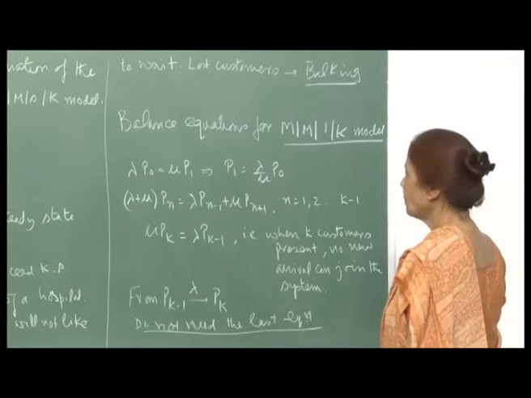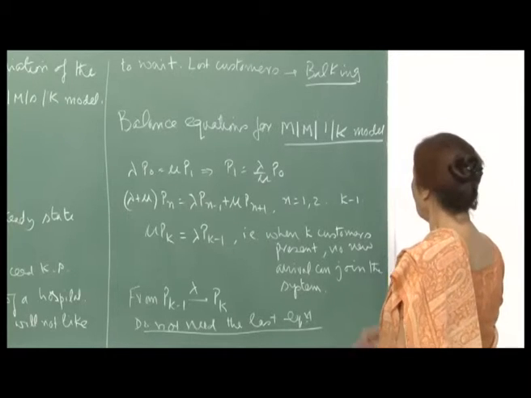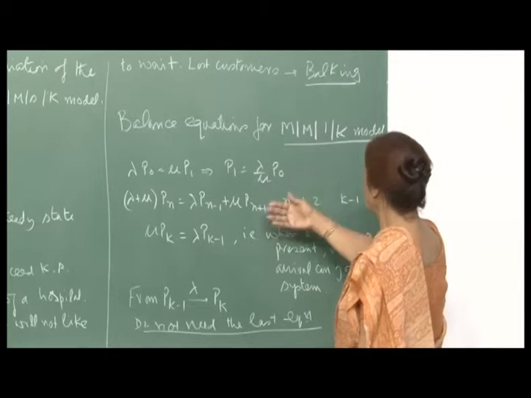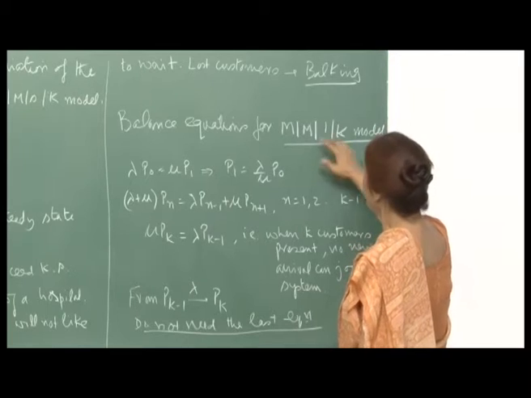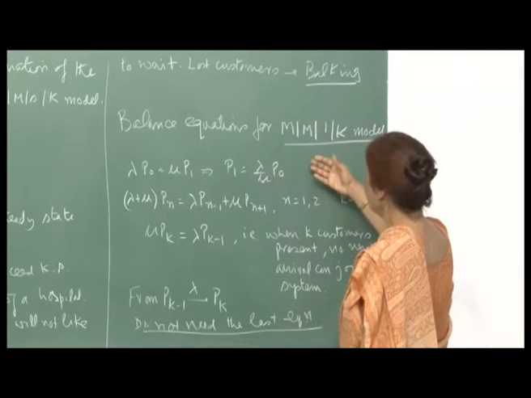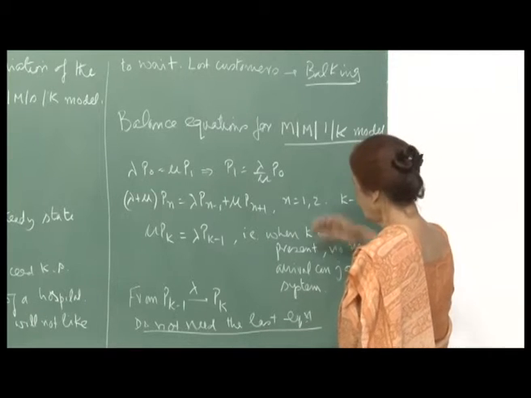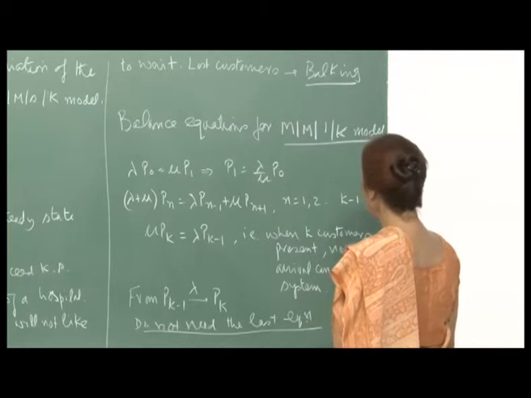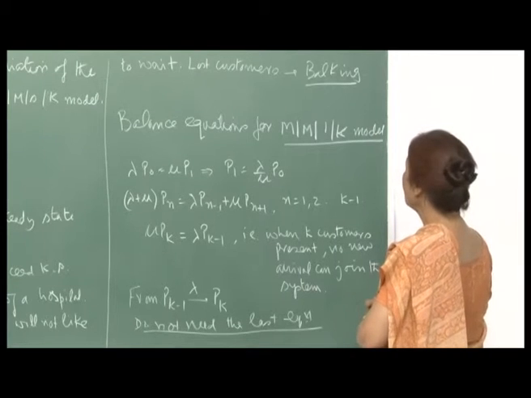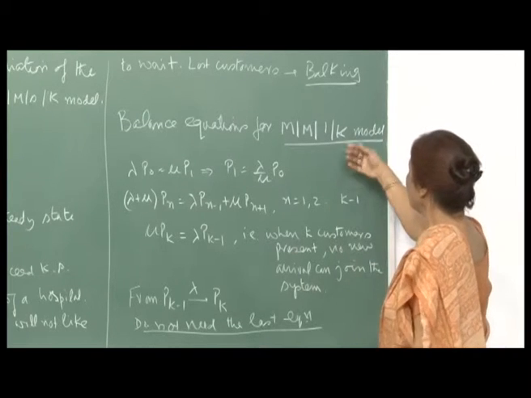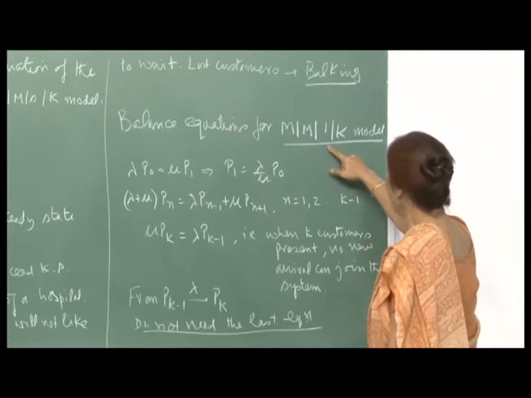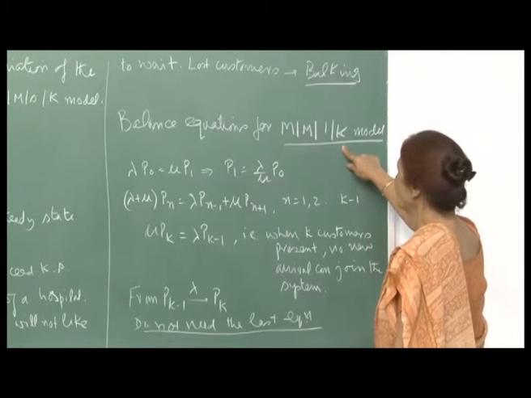So, now of course, I will give you the expressions for MMSK also, but right now it will be easier to just write down the balance equations for the MM1K model, and then the arguments for MMSK will also not be much different, except that you will have to take care of the S servers. So, for MM1, that means one server, but you have finite queue.